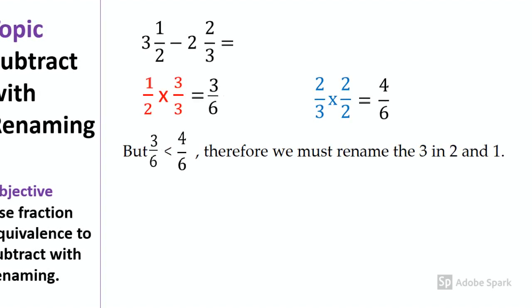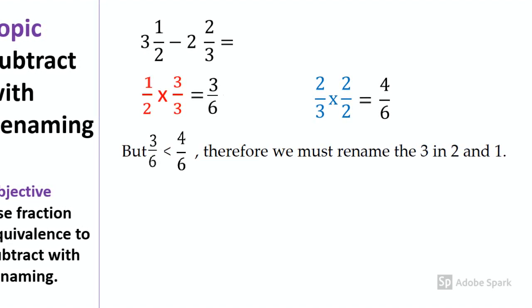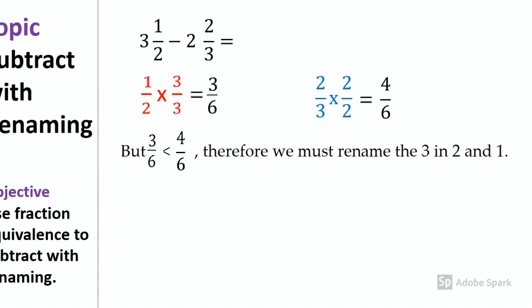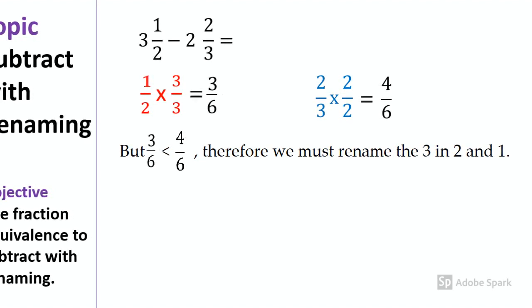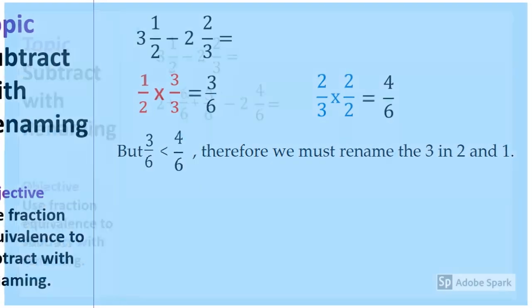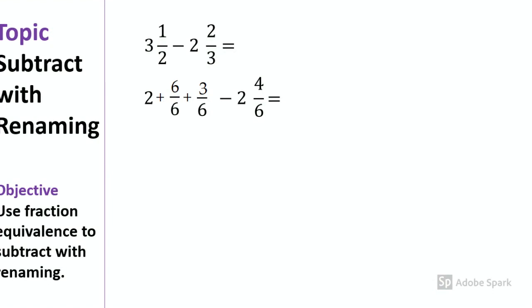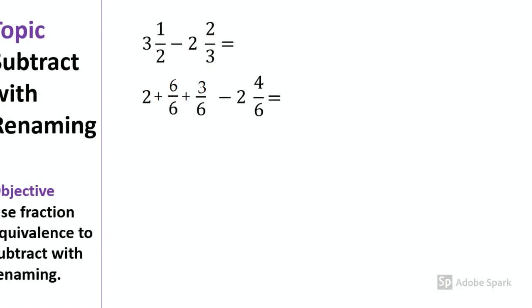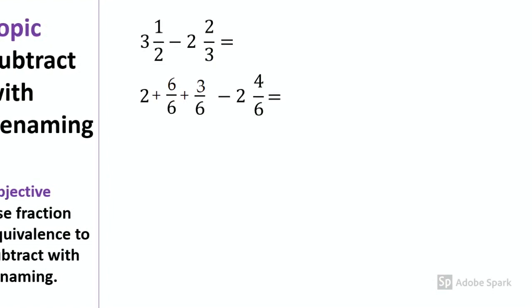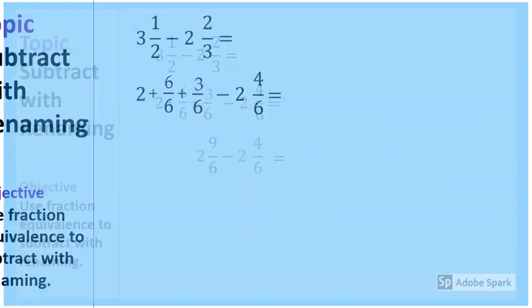Now, we have the same denominator. But 3/6 is smaller than 4/6. Therefore, we must rename the 3 as 2 and 1. Renaming, 3 is equal to 2 plus 6/6. And we're going to add the 3/6 and then subtract 2 and 4/6.